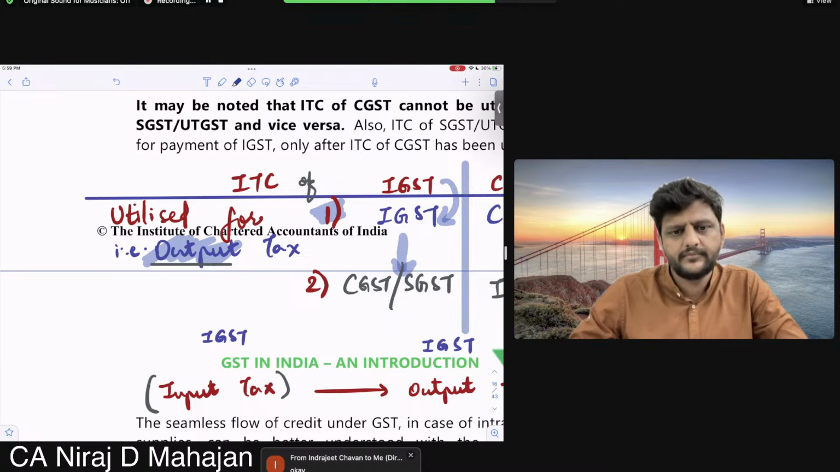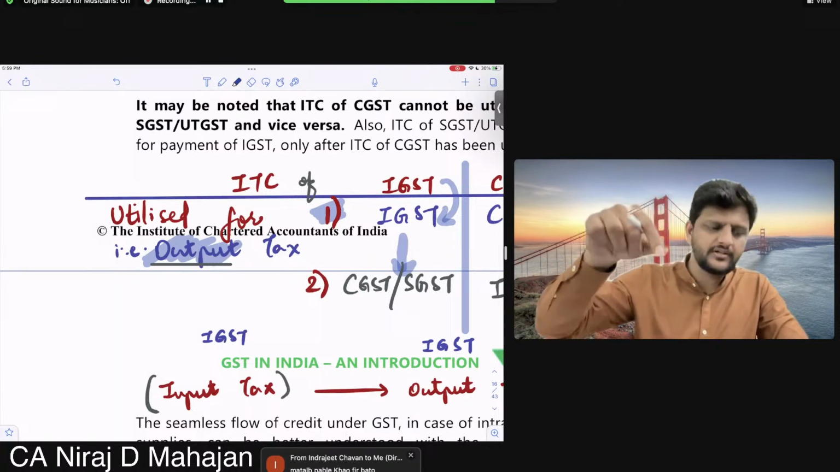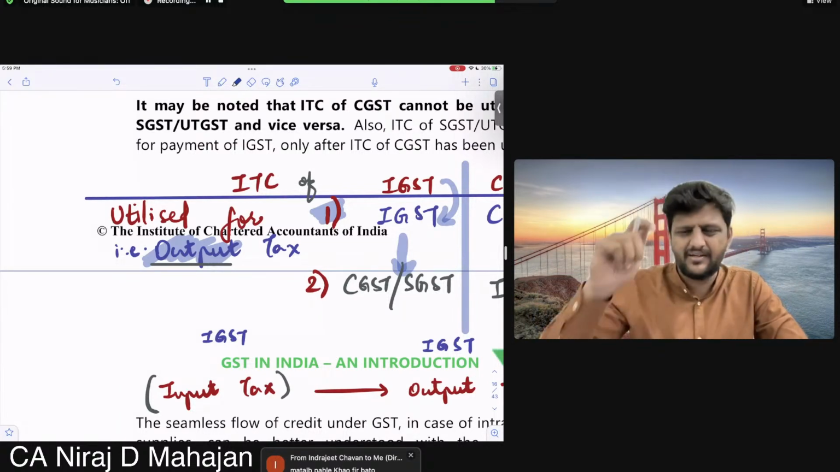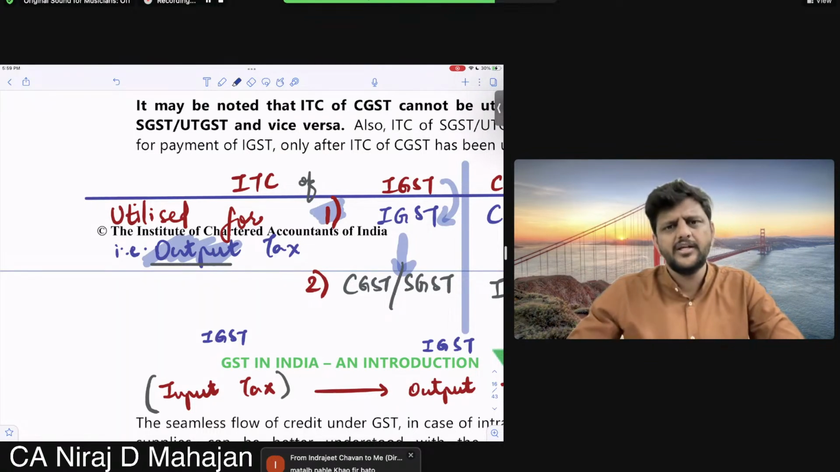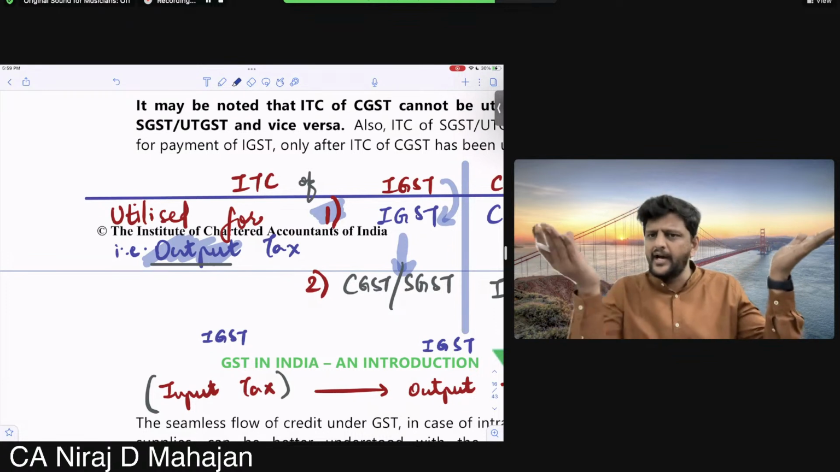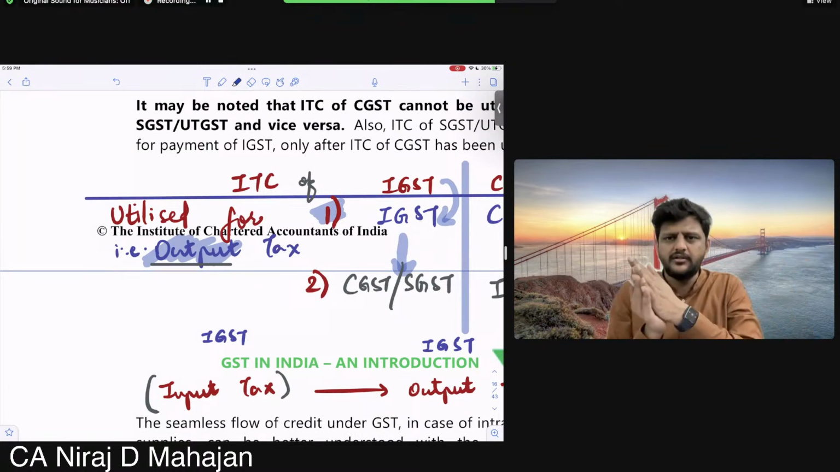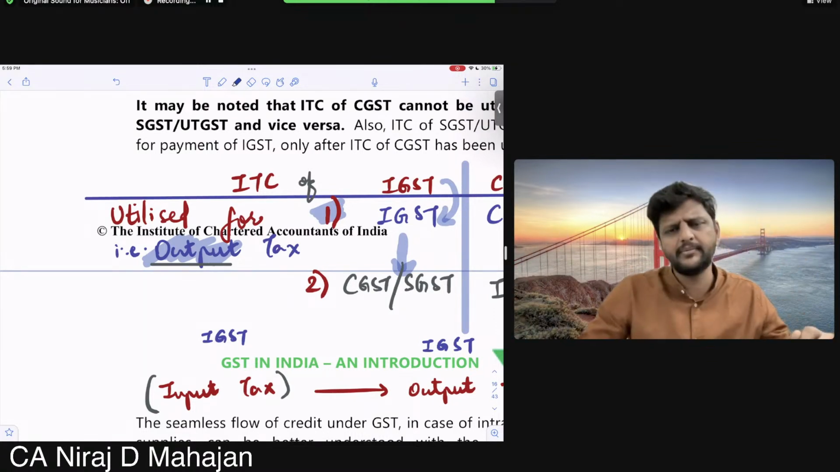Correct. We have done something like this in setting off of losses. In setting off of losses, whom do you give priority? To the same head of income first or no? Same thing. First give priority to your same family. If there is ITC of IGST and output of IGST, first finish the same family. Did you understand or not? Yes, all of you.